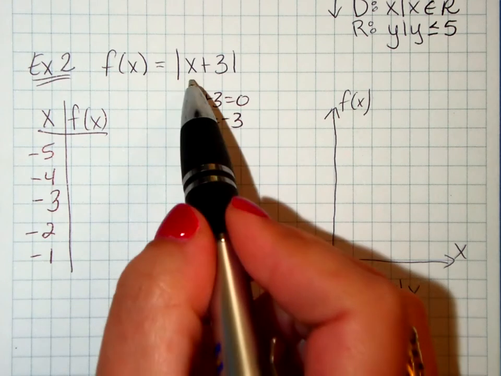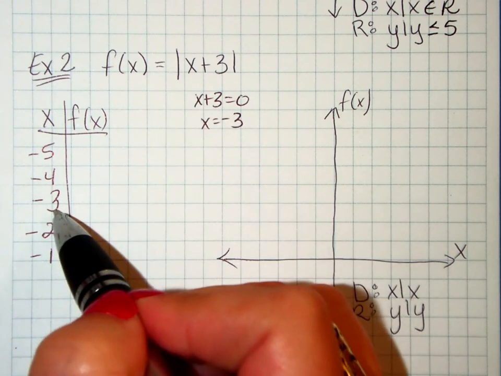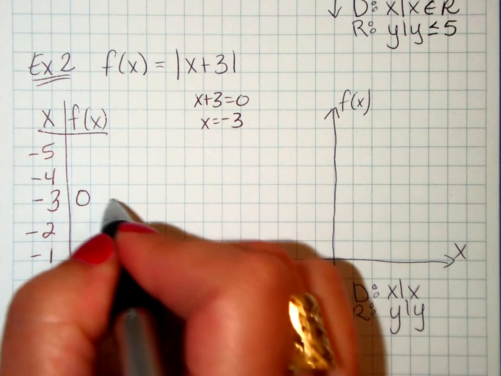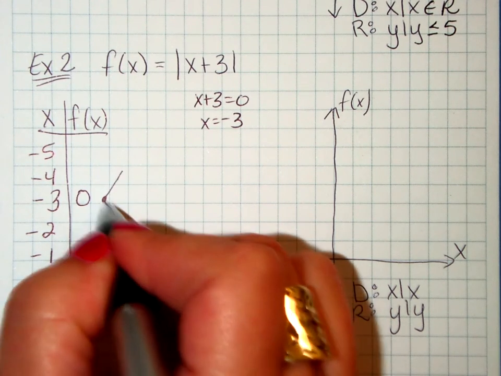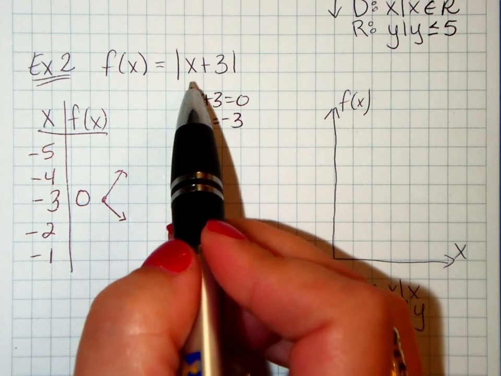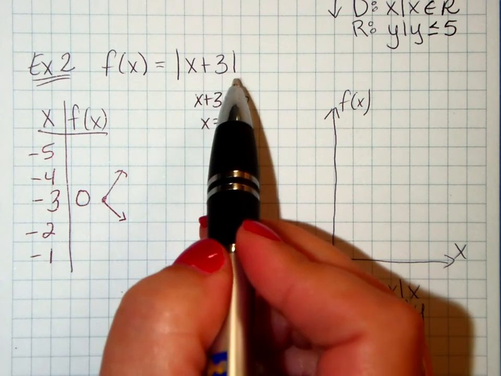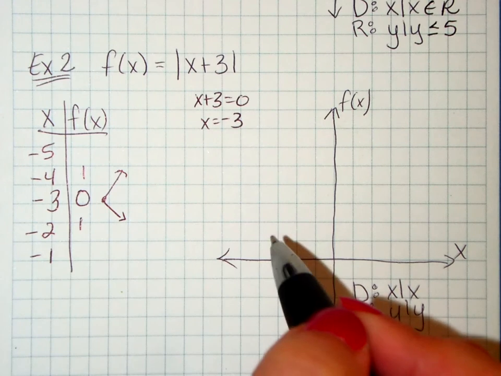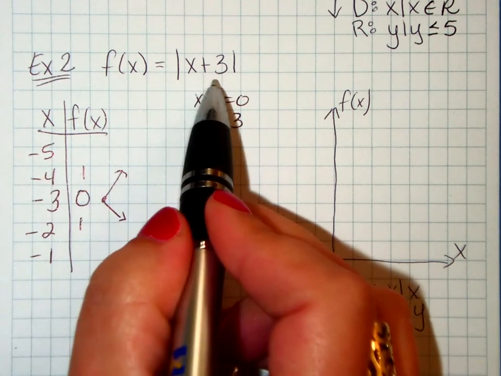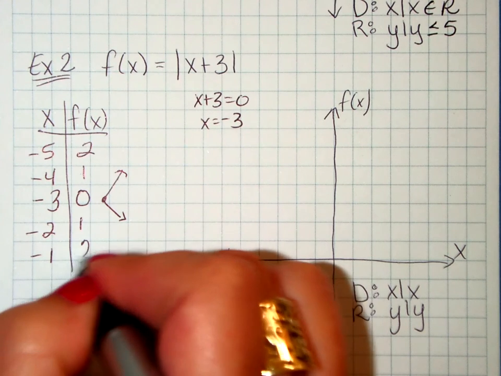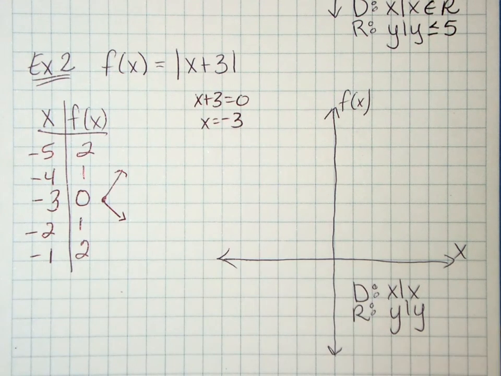Okay, and now we just plug it in. If I plug in my vertex, -3 plus 3 is 0, absolute value of 0 is 0. Okay, so again, we're starting with our vertex, so I know both sides are going to be identical. -4 plus 3 is -1. Absolute value is 1. Both sides. -5 plus 3 is -2. Absolute value of -2 is 2. And I know that it's going to match on that side as well.